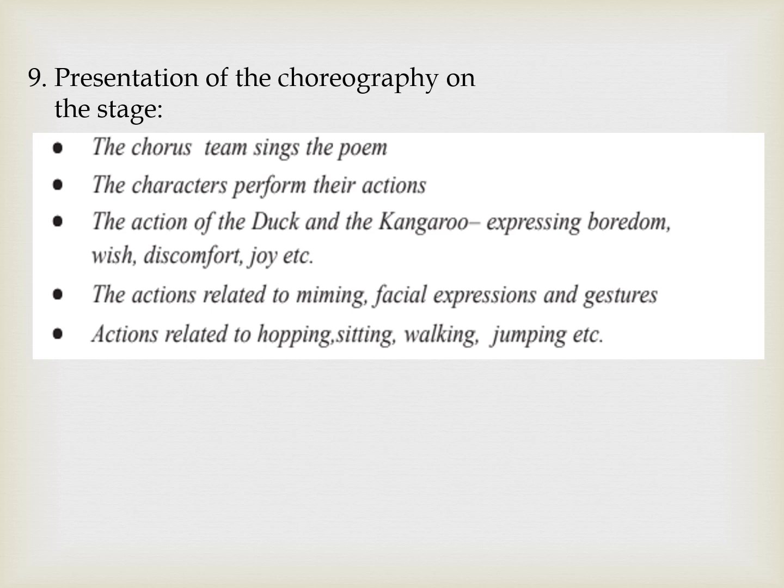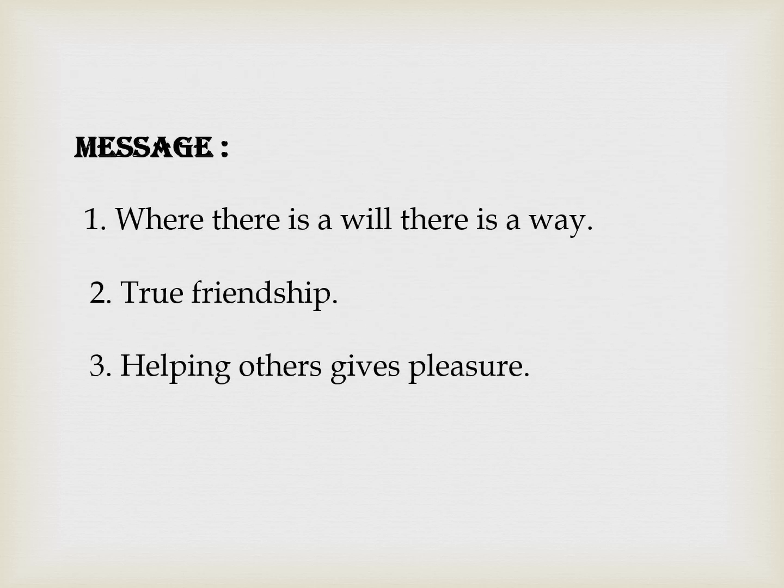At the end, we learn something from the poem. That is the message. What did we learn from the poem? Message is, where there is a will, there is a way. The duck had a strong will and it wanted to ask the kangaroo for a ride, and it struggled hard to succeed in taking a ride on the back of the kangaroo.